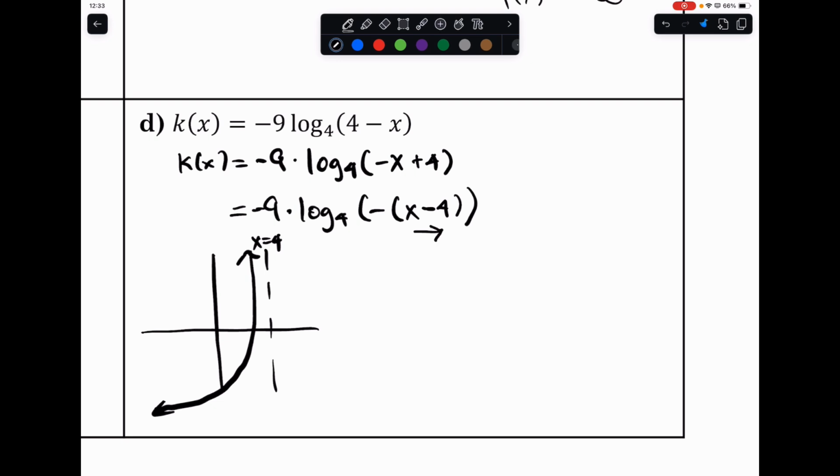And because we have a horizontal reflection, the domain is going to end with the vertical asymptote. So our vertical asymptote is at x equals positive 4, because we're shifting it 4 units to the right since this is minus. So our vertical asymptote is at x equals 4. And because of this negative sign, we're now on the left side of that vertical asymptote. So that's going to make the domain go from negative infinity to the vertical asymptote.